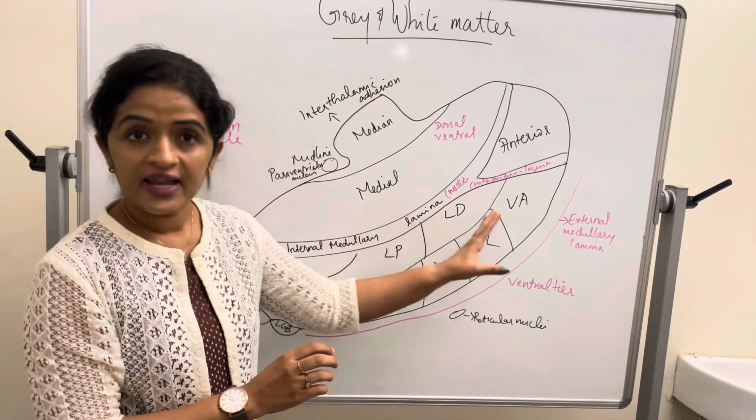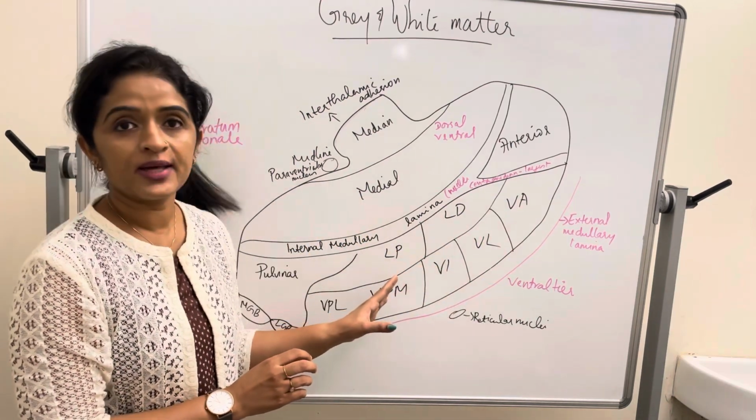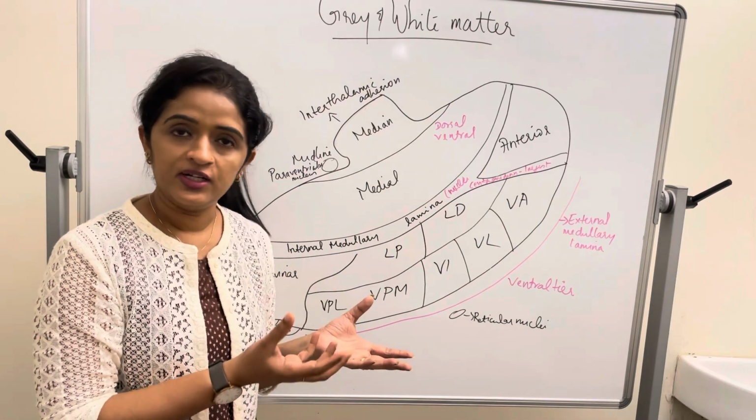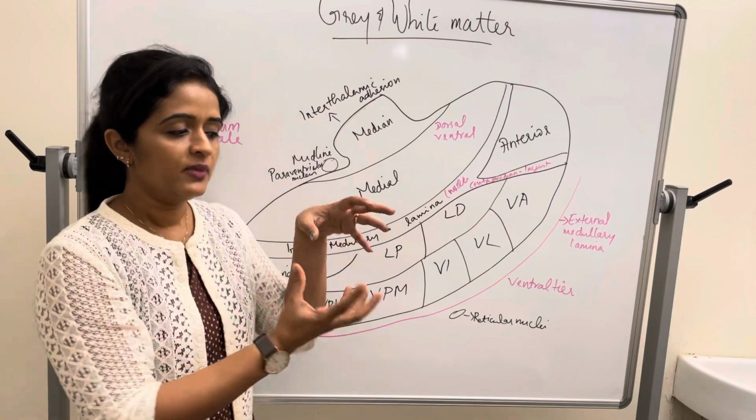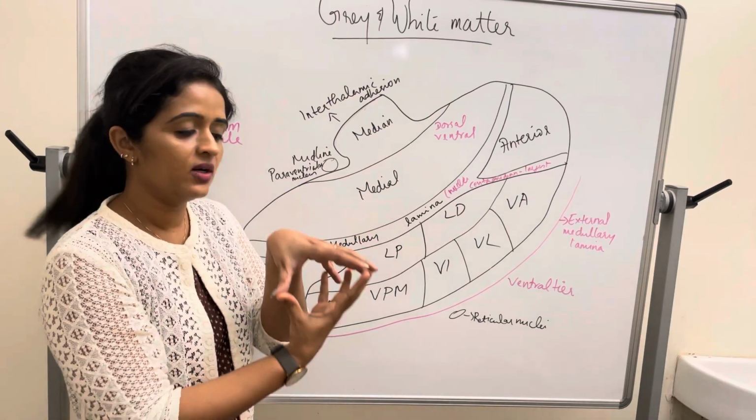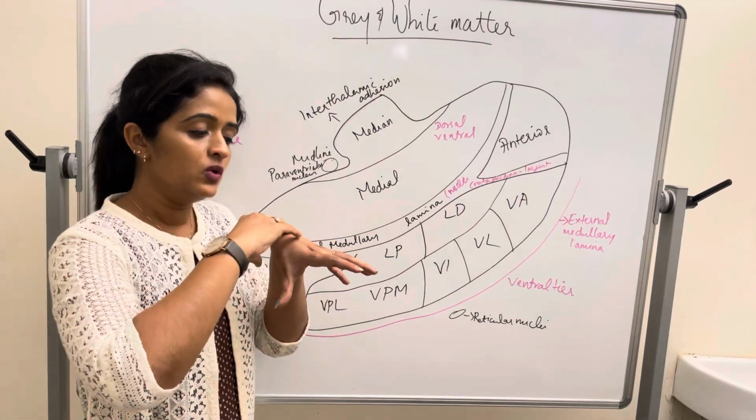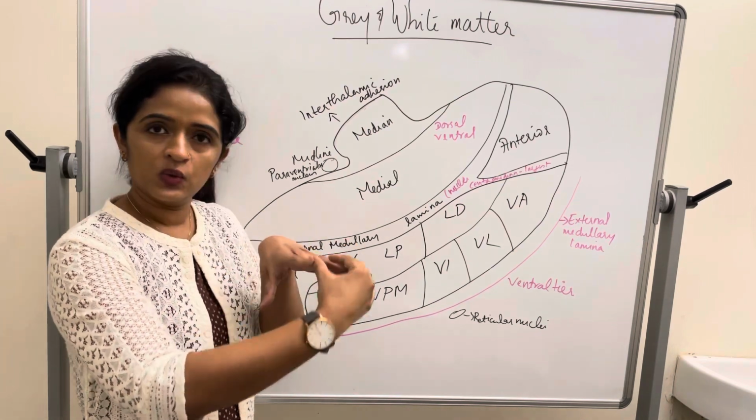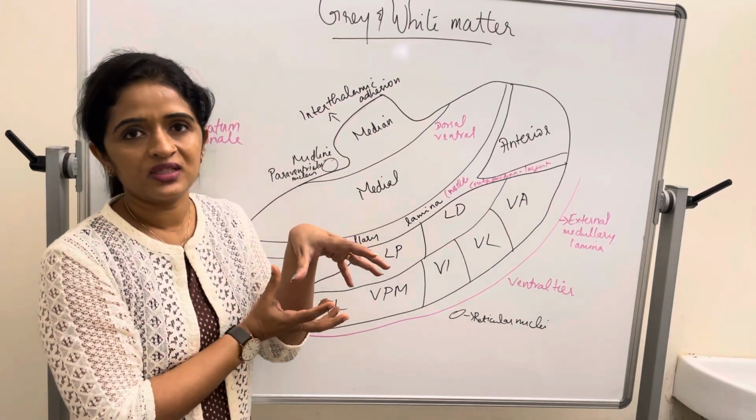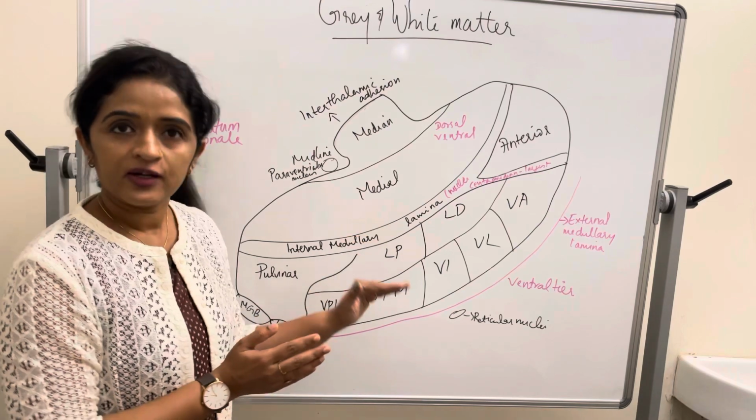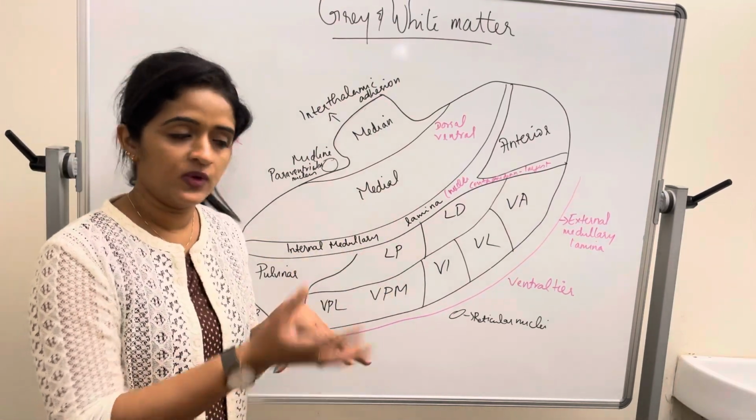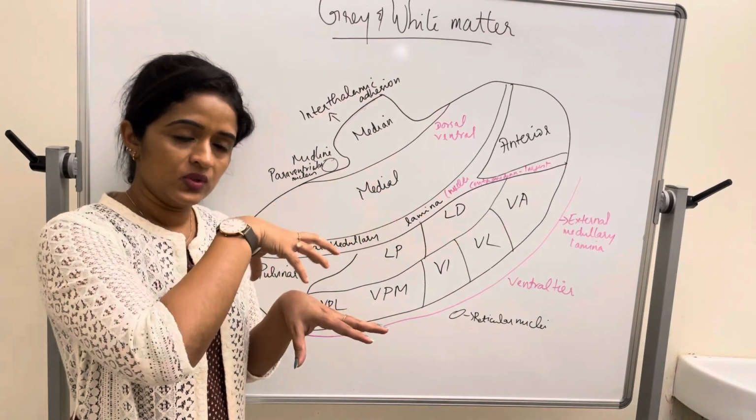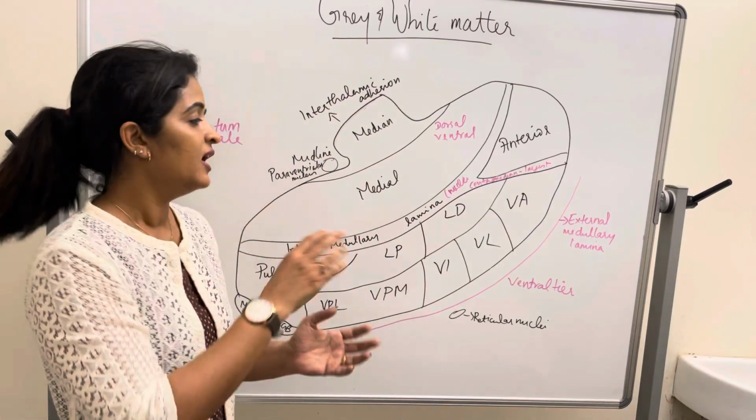Now coming to the lateral aspect. The lateral aspect is again divided into the part which is lying dorsally and the part which is lying ventrally, because this is an ovoid mass, isn't it? The ovoid thalamus, when you look from above you can see the dorsal aspect, and when you look from below you can see the ventral aspect. So the lateral group, just like the medial group, is further divided into a mass lying dorsally and a mass lying ventrally.